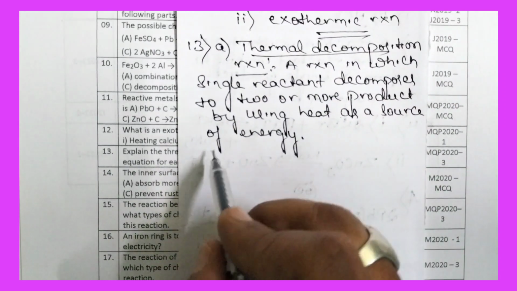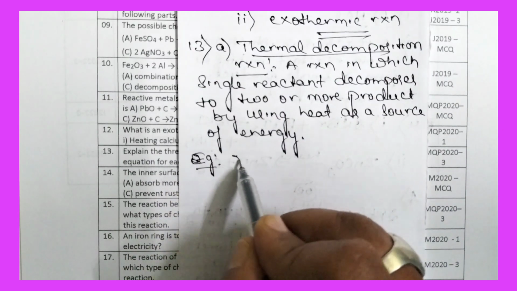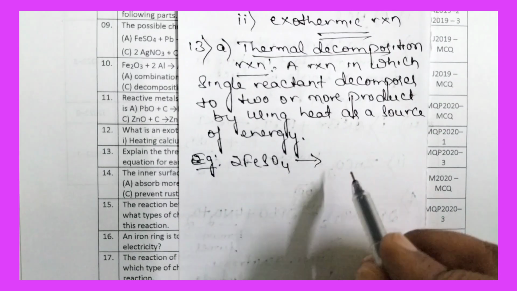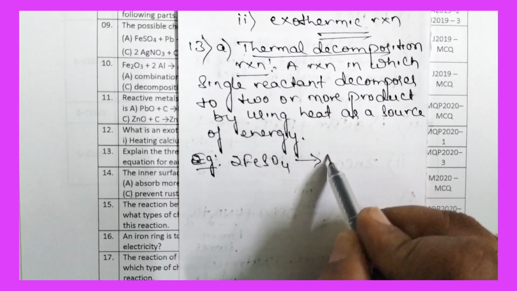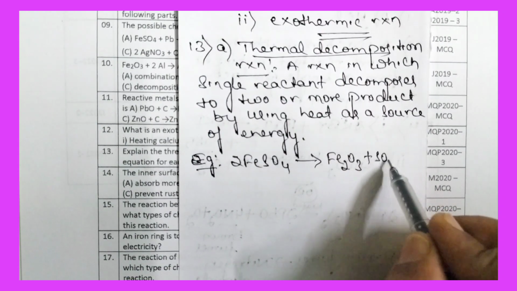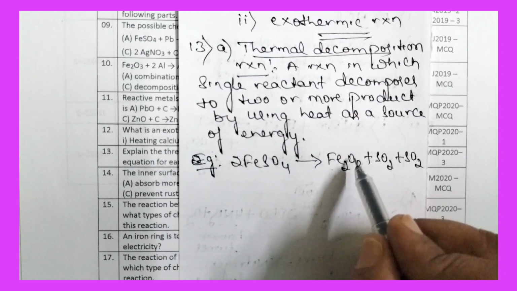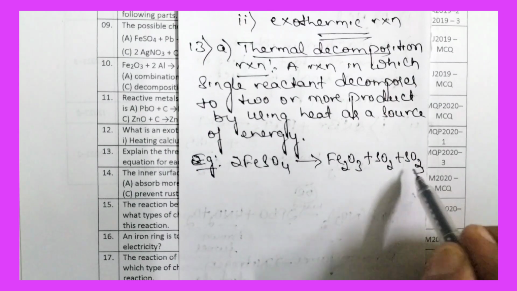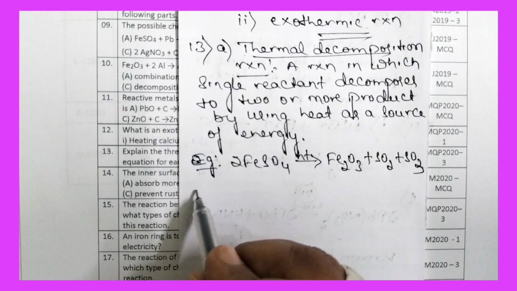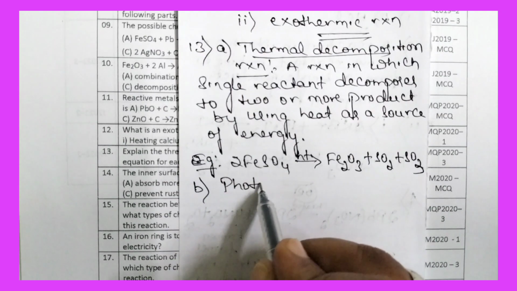So I will take one more example for thermal decomposition. The example for thermal decomposition is 2FeSO4. That is, when we are heating ferrous sulfate crystals, it will become Fe2O3, ferric oxide, plus sulfur dioxide plus sulfur trioxide. So a single reactant decomposes to form two or more products, sulfur dioxide and sulfur trioxide, when we supply energy in the form of heat. So this is thermal decomposition reaction.